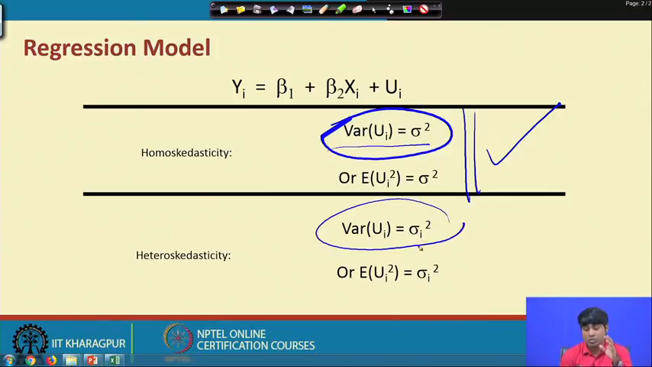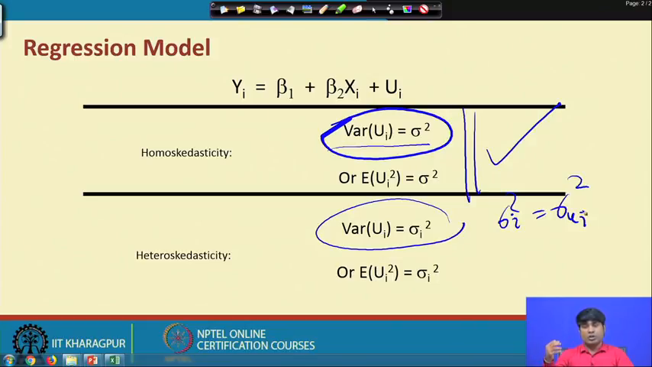So, it should not be sigma square u, because the moment we say sigma square u, it means they are equal. So when we put sigma square u i, you can either call it sigma square i or sigma square u i. Both are the same, you just have to understand accordingly. Or the expected value of the square of the error term should not equal sigma square u only, it should be sigma square u i.